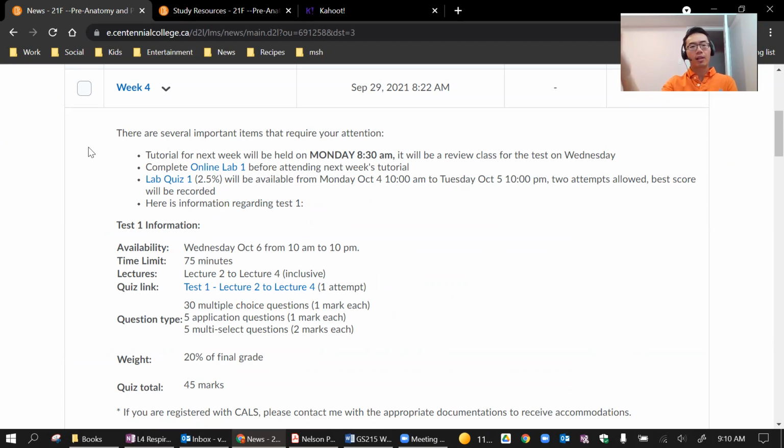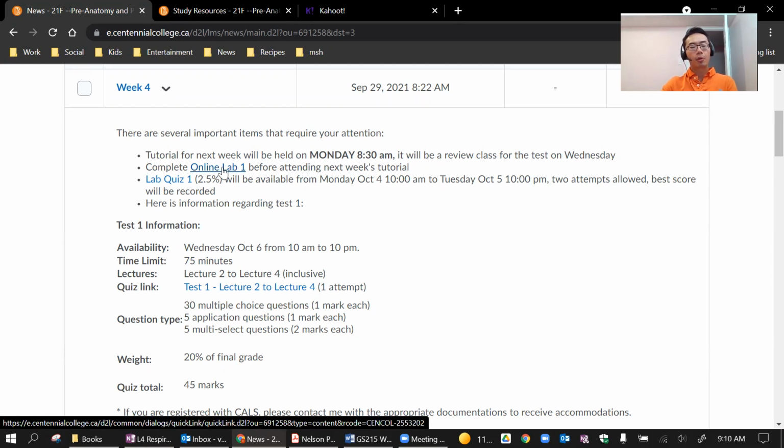Well, not changes, but things that we have to keep in mind. The tutorial for next week is going to be Monday instead of Wednesday. There's no new lecture that you have to watch next week. We just got to take it easy, do a review on Monday, and then we will have the test on Wednesday. During the review, I will take up the online lab.